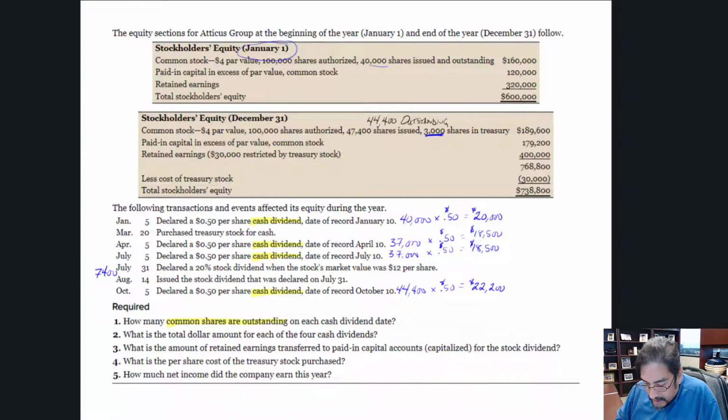Next, what's the amount of retained earnings transferred to paid in capital accounts for the stock dividend? So how much did we record in additional common stock? How much more did we record into common stock, and how much more did we record into paid in capital in excess because of the 20% stock dividend?